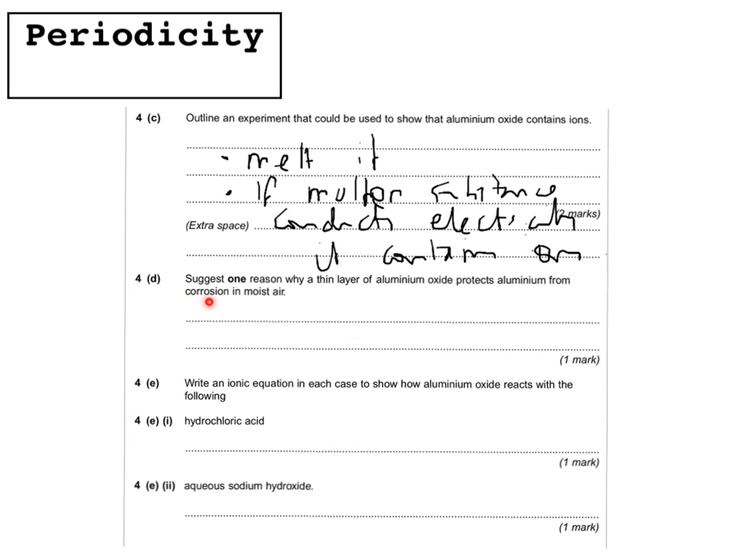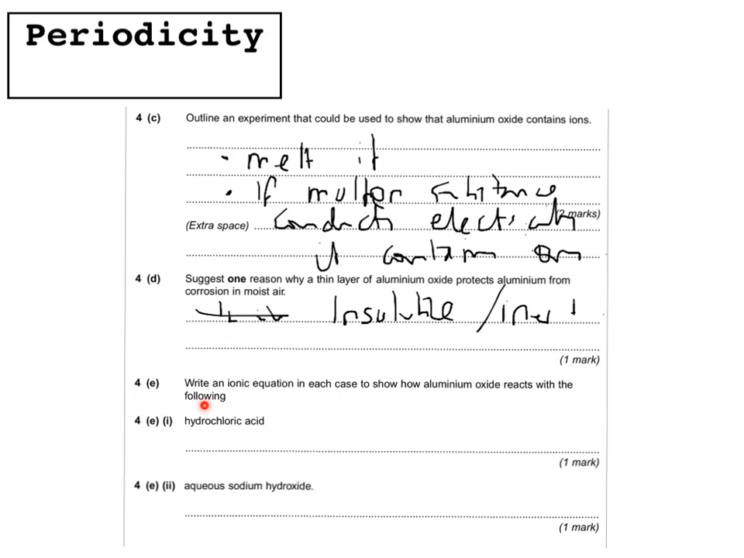Next question, suggest one reason why a thin layer of aluminium oxide protects aluminium from corrosion in moist air. So there's a few things you could say here. First thing, that it's insoluble. So aluminium oxide is insoluble, so that would get you the mark. Or you could say that it's inert as well, and that would also get you the mark.